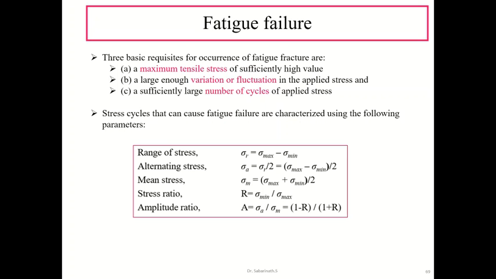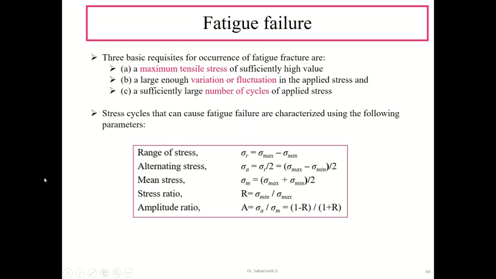Fatigue failure: the three basic requisites for the occurrence of fatigue fracture. The first is a maximum tensile stress of a sufficiently high value, the second is a large enough variation or fluctuation in the applied stress, and the third is a sufficiently large number of cycles of applied stress. These three are required for the occurrence of a fatigue fracture.